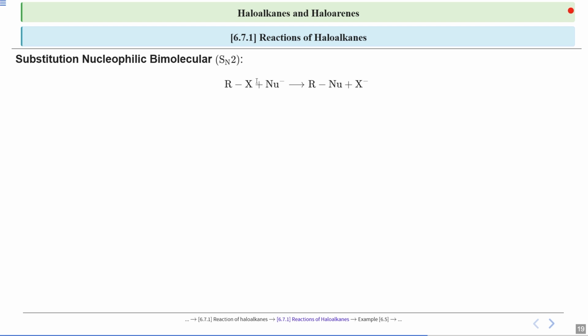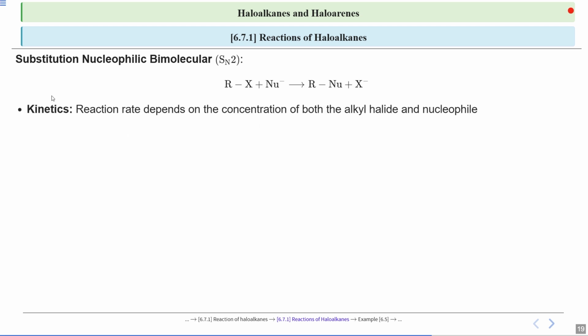So what we have seen is that it is a reaction happening in a single step. So alkyl halide, on which the nucleophile attacks from the opposite side of the carbon-halogen bond, and then you will get your final product where the nucleophile is finally bonded with the alkyl group and the halide group will be left from the reaction.